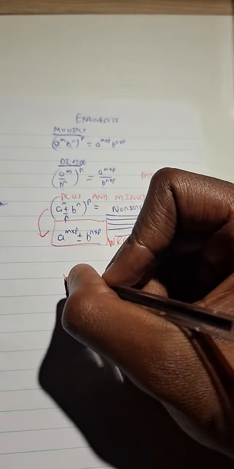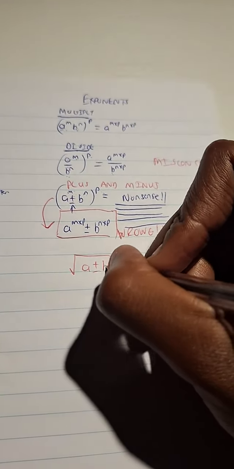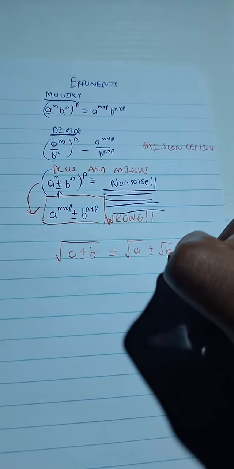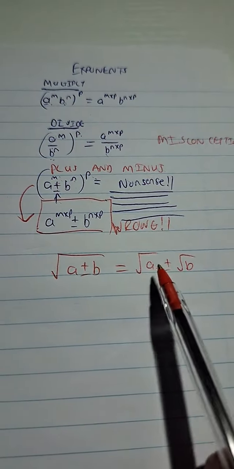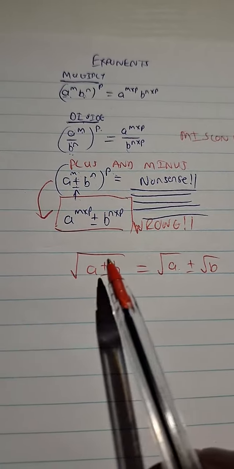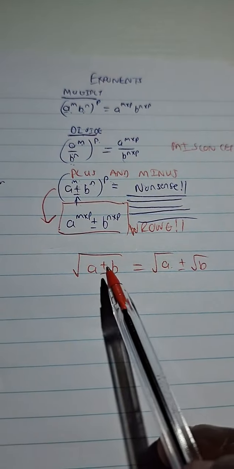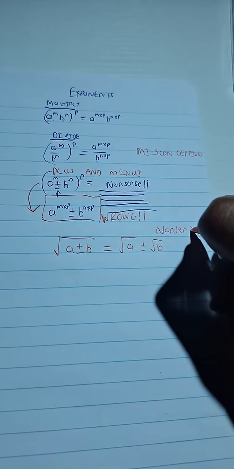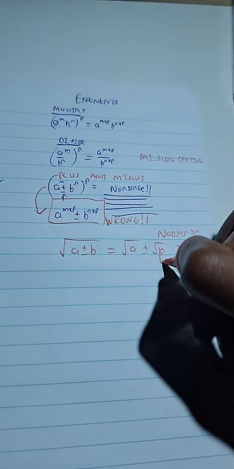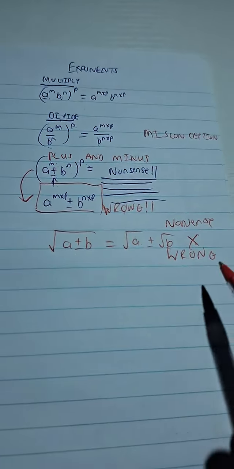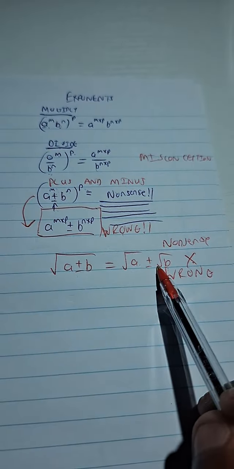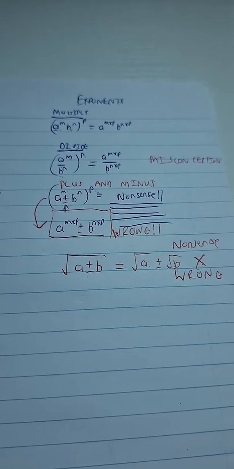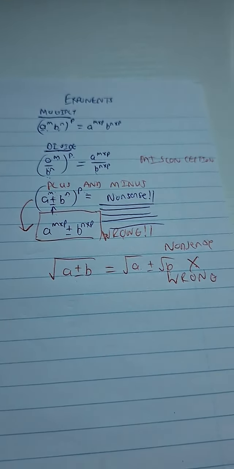Sine is saying, it is similar to the fact that we do not split the root when there's a plus and a minus sign between the terms. We don't split. It's nonsense to do so. It's wrong to split when there's a plus and a minus. But when there's a divide and a multiply, splitting can happen.